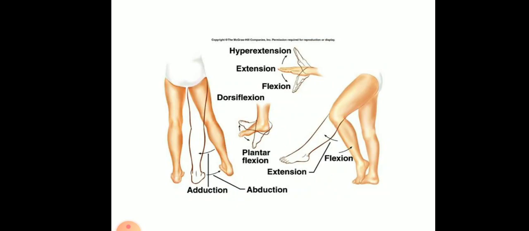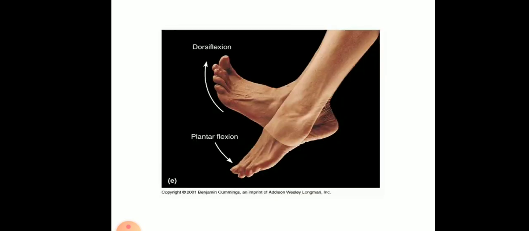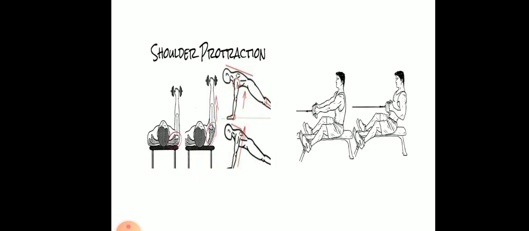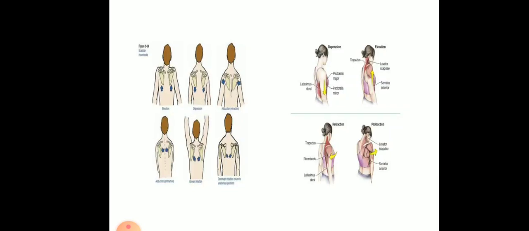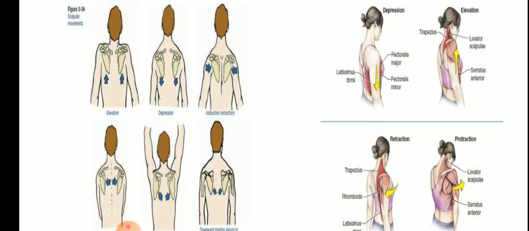So elevation: raising the part, the shrugging of the shoulder. When you raise the shoulder by shrugging, that is called elevation. Look at that, it is about shrugging the shoulder. This one is elevation. And then depression, the lowering of the part, dropping the shoulder. Once the shoulder is dropping, that is called depression.